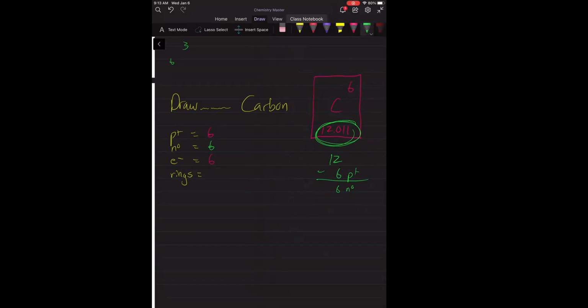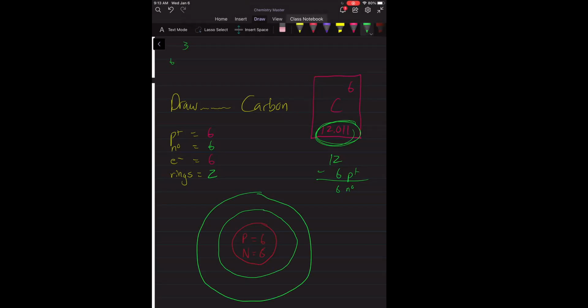And then what row is carbon on? First, second, or third row? The second. Second row, so that's 2 rings. Now we can get ready to draw. We need our nucleus. P equals 6, N equals 6. And then we said 2 rings, 1 ring, 2 rings.